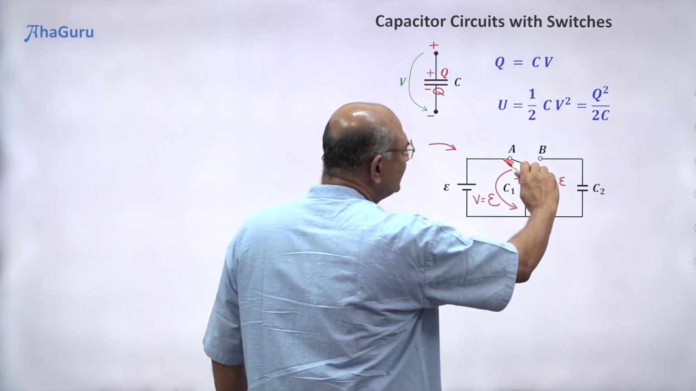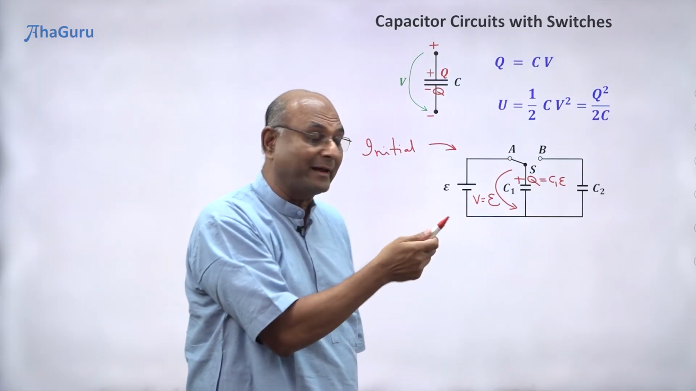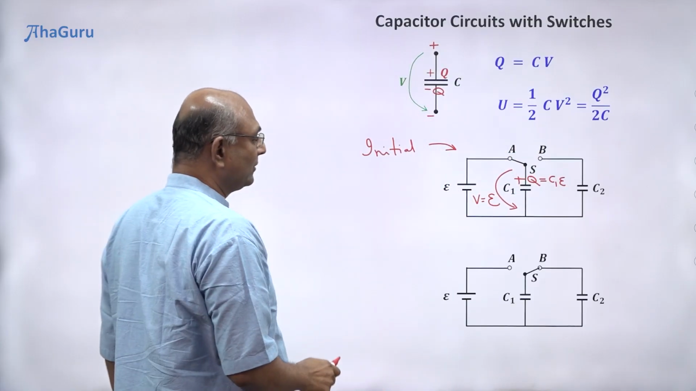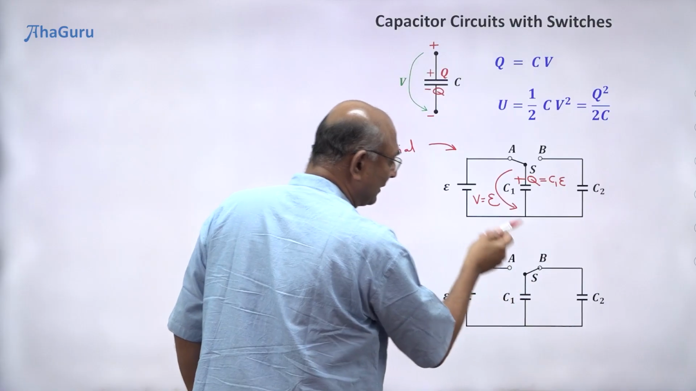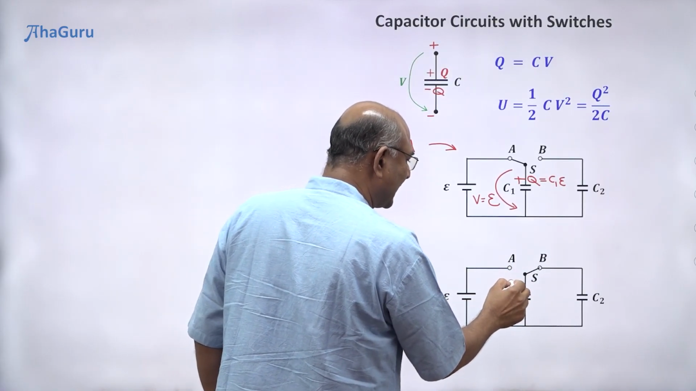Now suppose I take this switch and move it that way. It is now disconnected. This charge can't go anywhere. But I'm not going to stop there. I'm going to connect it to B. So let me show you what it will look like. I'm going to flip it around like this. There was a charge Q here, right?